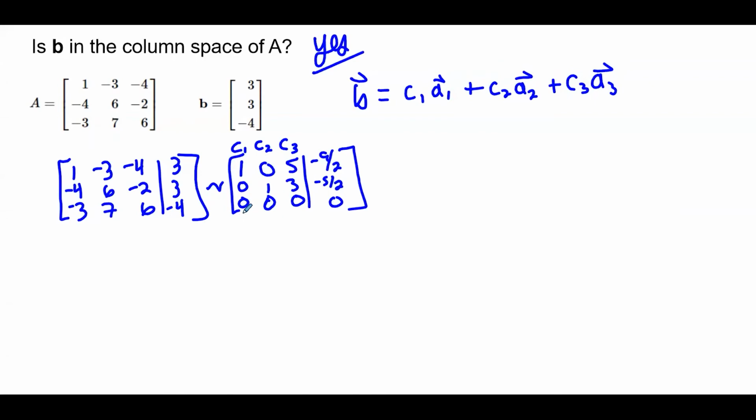So what is one of those combinations? Well, C3 is free, so what if we let C3 be 0? Then C2 would be -5/2. C1 would be -9/2, and that would be your linear combination. -9/2 A1 minus 5/2 A2 plus 0 A3 would get you B. So you should try that. You should multiply the first column of A times -9/2, the second column of A times -5/2, add them together, see if you get B.